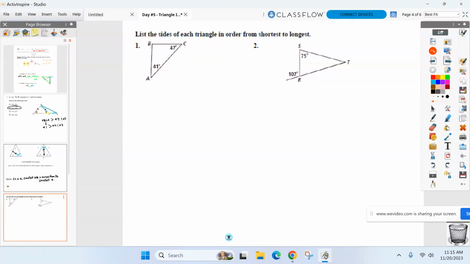1 and 2, list the sides from shortest to longest. You can't do that unless you know all three angles. Right? I can't rank the sides from shortest to longest until I have all three angles. So that's our first step, find the missing angle. And now I'm going to start calling on you guys. So what do we got here? Missing angle 92 degrees.